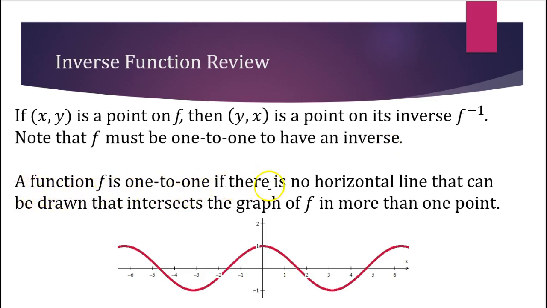A function is 1 to 1 if there is no horizontal line that can be drawn that intersects the graph of f in more than one point. So it has to pass this horizontal line test in order to be considered a 1-to-1 function. If I take a look at this graph here, which is the cosine function, f of x equals cosine x, this graph definitely does not pass the horizontal line test. If I draw a horizontal line, it's going to cross more than one time. So that's something we're going to have to fix when we think about these inverse trig functions.